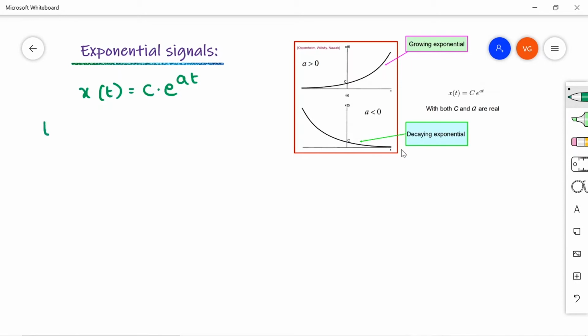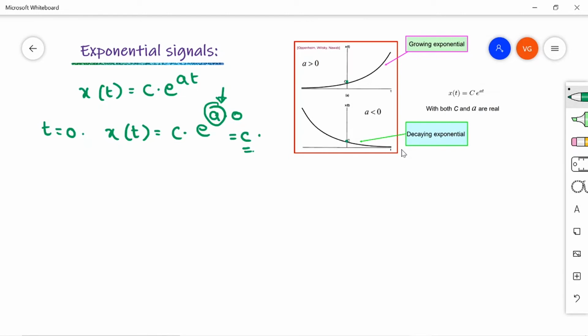Suppose say if t is equal to 0, what happens to the signal? X of t is equal to c into e power at. In place of t I am writing 0. Then e power 0 is 1. So it is nothing but c. So whatever it may be the value of a here, the value of your x of t when t is equal to 0 is c, some real constant. So that is what we have marked here on these two graph sheets.